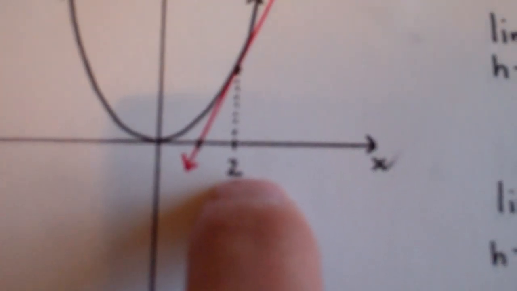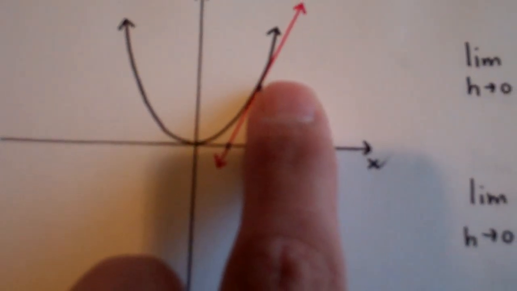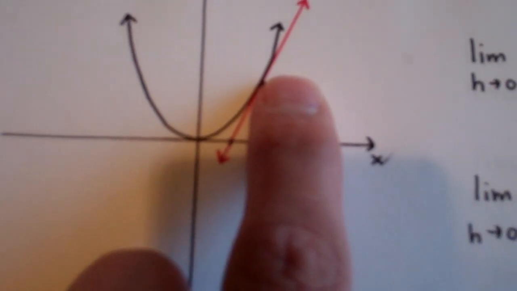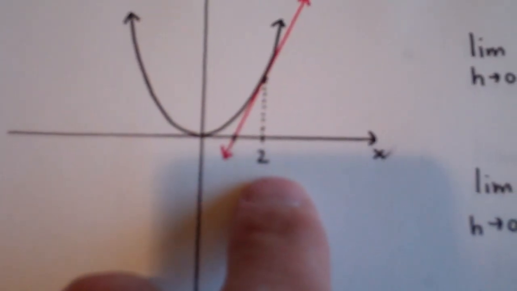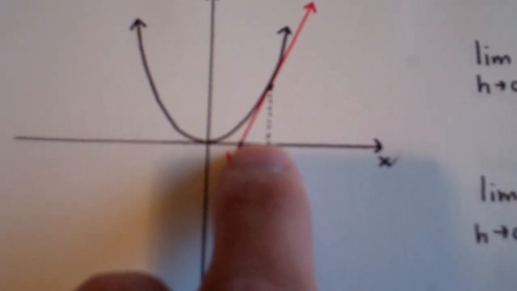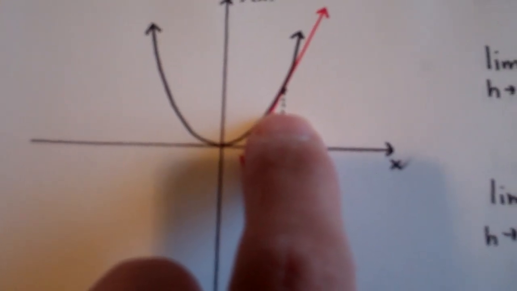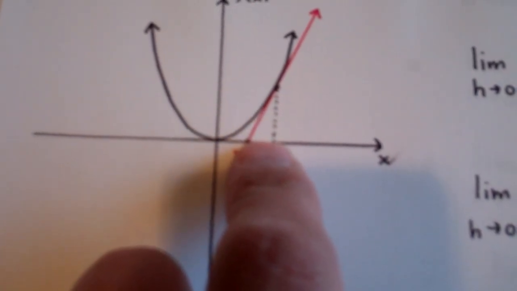So if we went a little bit beyond 2, the slope would be a little bit more than 4 because the tangent line would be steeper. If we went a little bit below 2, the slope would be a little less than 4 because the line's not quite as steep.